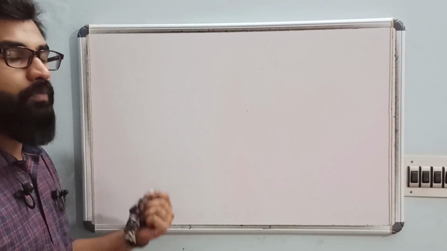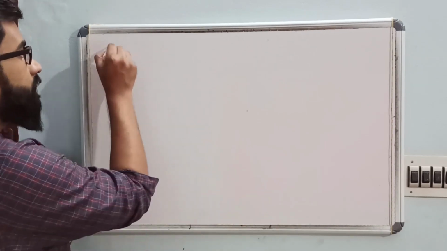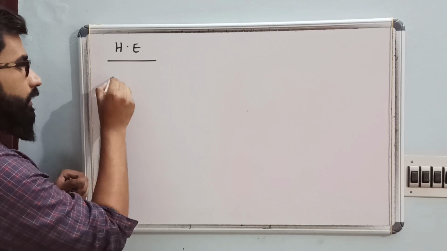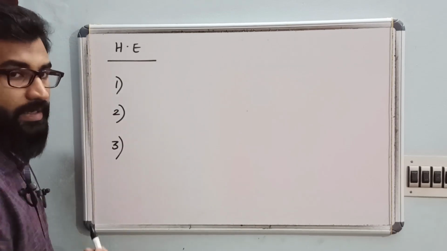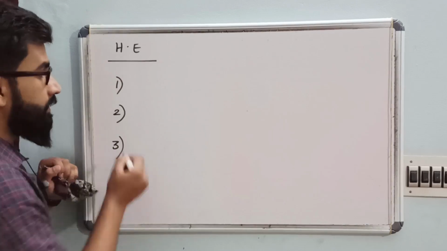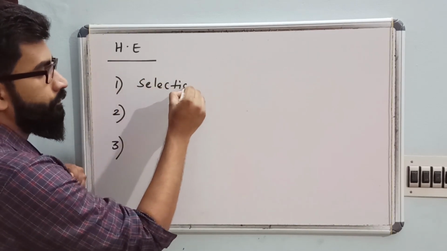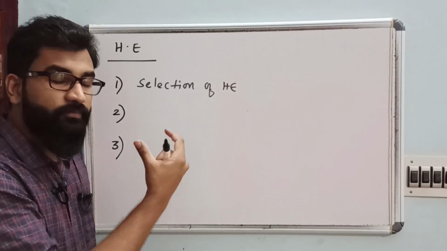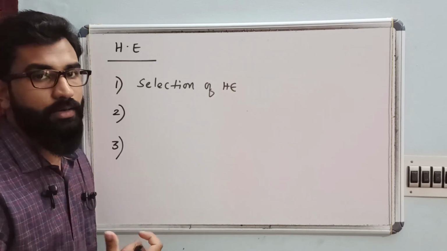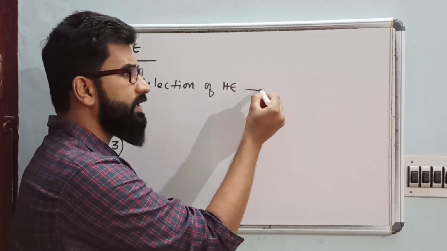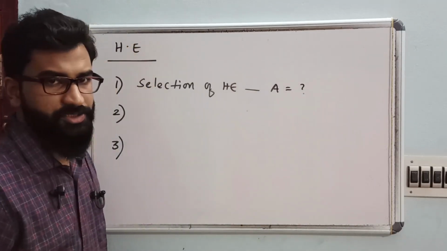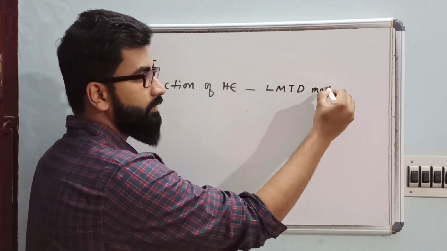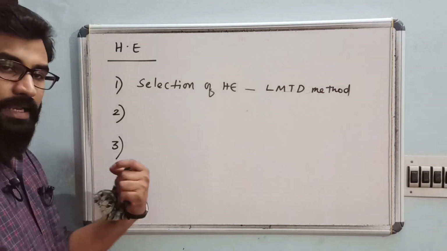Once conduction, convection and radiation are over, the next topic is heat exchanger. Basically in heat exchangers, the total problems can be classified into three, right? The first type is the selection of heat exchanger based problem. For a particular heat duty, we want to select a particular heat exchanger. What is the meaning of selection of heat exchanger? We need to find the area of the heat exchanger. For this calculation, you have a method called the LMTD method. Clear? So this is selection of heat exchanger.